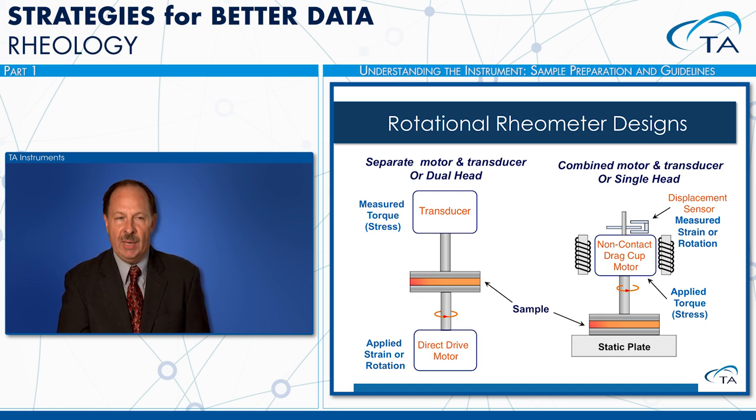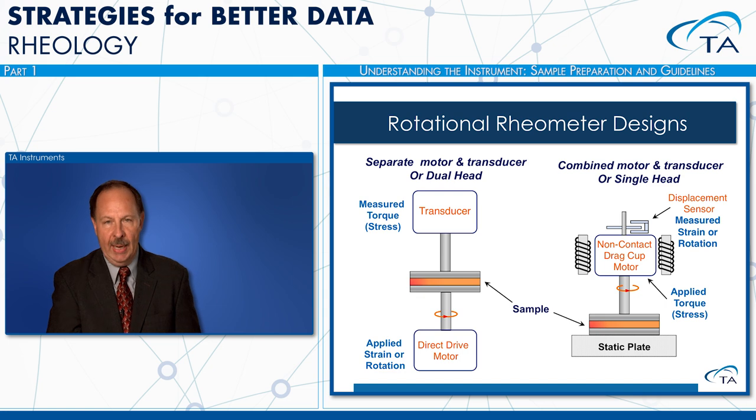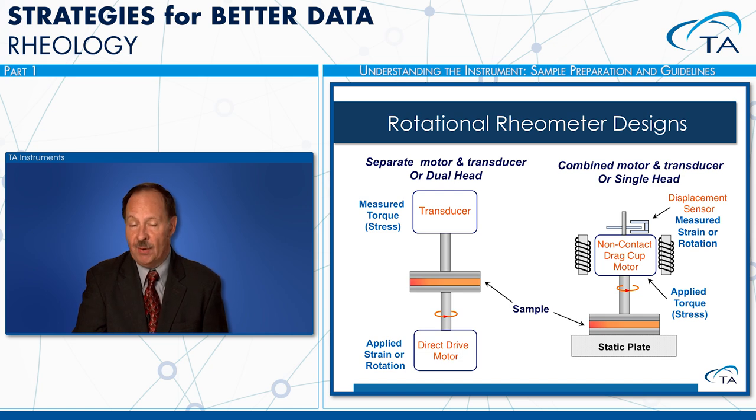So the way these DHR rheometers work is that we apply a torque through this non-contact drag cup motor, and we measure the response, the deformation, and the rate of deformation with an optical encoder. And as you can see, everything is occurring up here with the measurement. The only thing that's being done here is temperature control. But the real action is happening in that upper head.